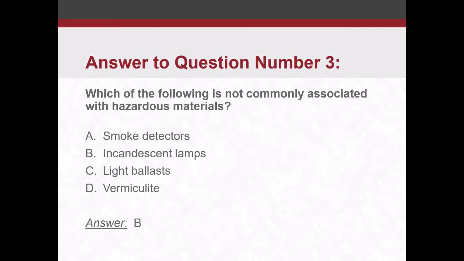The answer there is B, the incandescent lamps. So the fluorescent lamps do have mercury. Incandescent lamps, the typical lamps you put in your light socket, do not have any contaminants of concern.